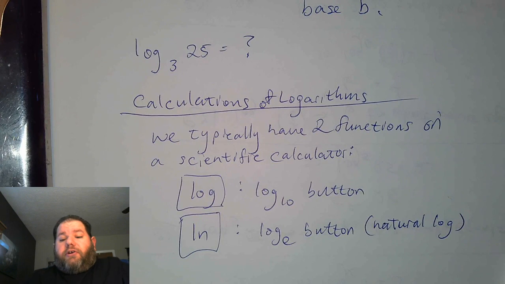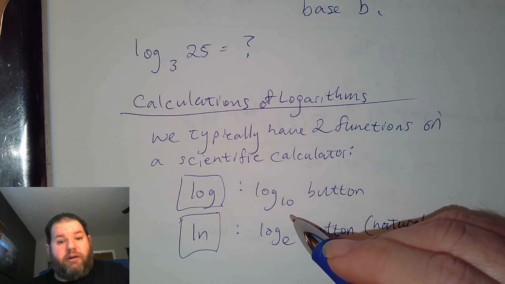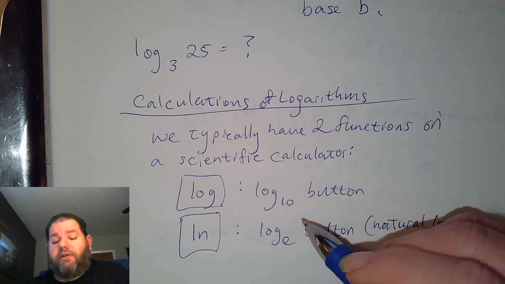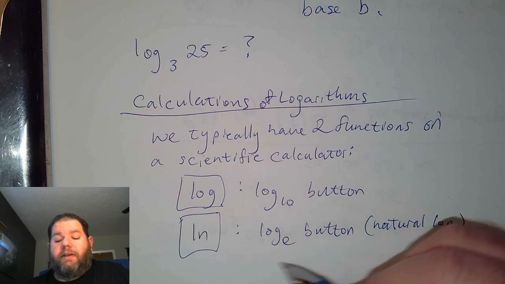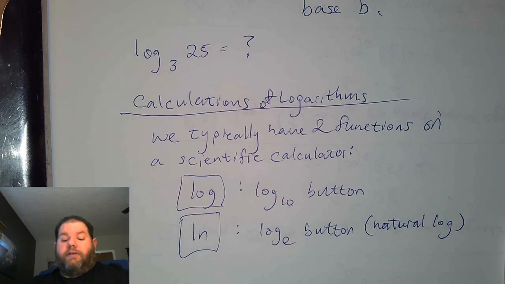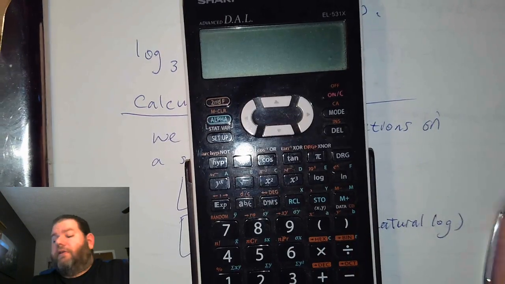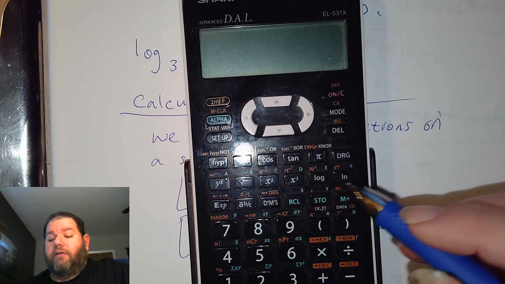Now again, depending on your calculator, you may have some other options, like an option that allows you to find log of a different base than e or 10. But for the longest time, the only log functions you found on the calculator were log base 10, which is just the log button, and maybe log base e, which is our natural log button. On this calculator, you can see those are the two that I have here, log and natural log, ln.